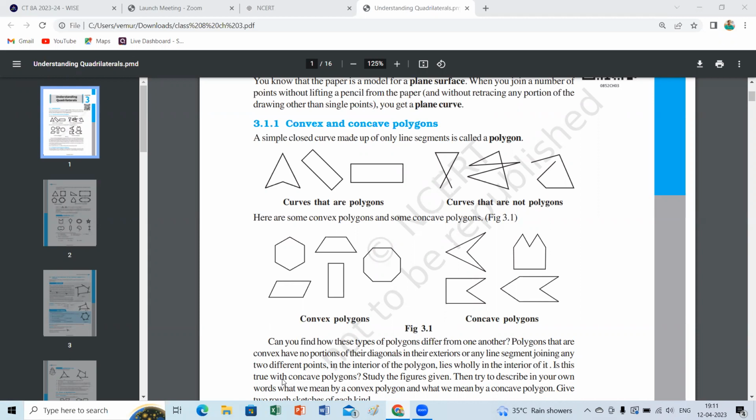Ma'am, concave polygons always have an even number of sides, whereas convex polygons can also have an odd number of sides.